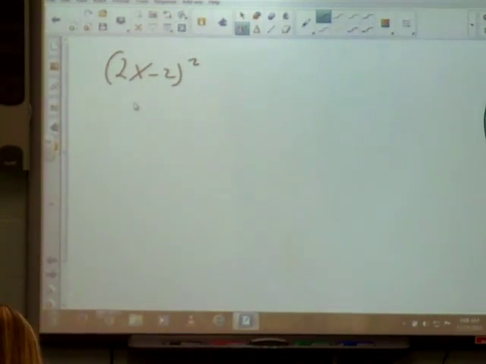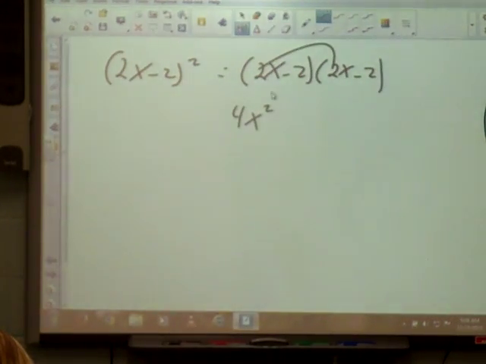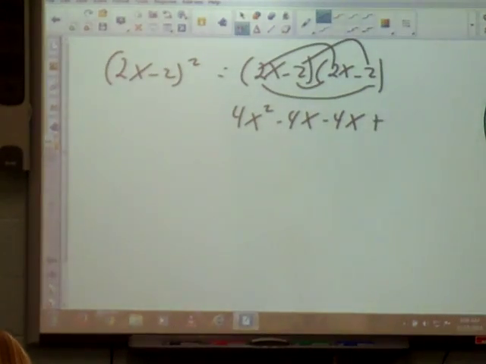The directions for this section say find the product or quotient. That just means you're multiplying or dividing. When this is squared, that means we take that quantity and write it twice. So that's just a FOIL problem. First, you get 4x squared. Outer, you get minus 4x. Inner, you get minus 4x. Last, you get 4. So negative 4x minus 4x is negative 8x.